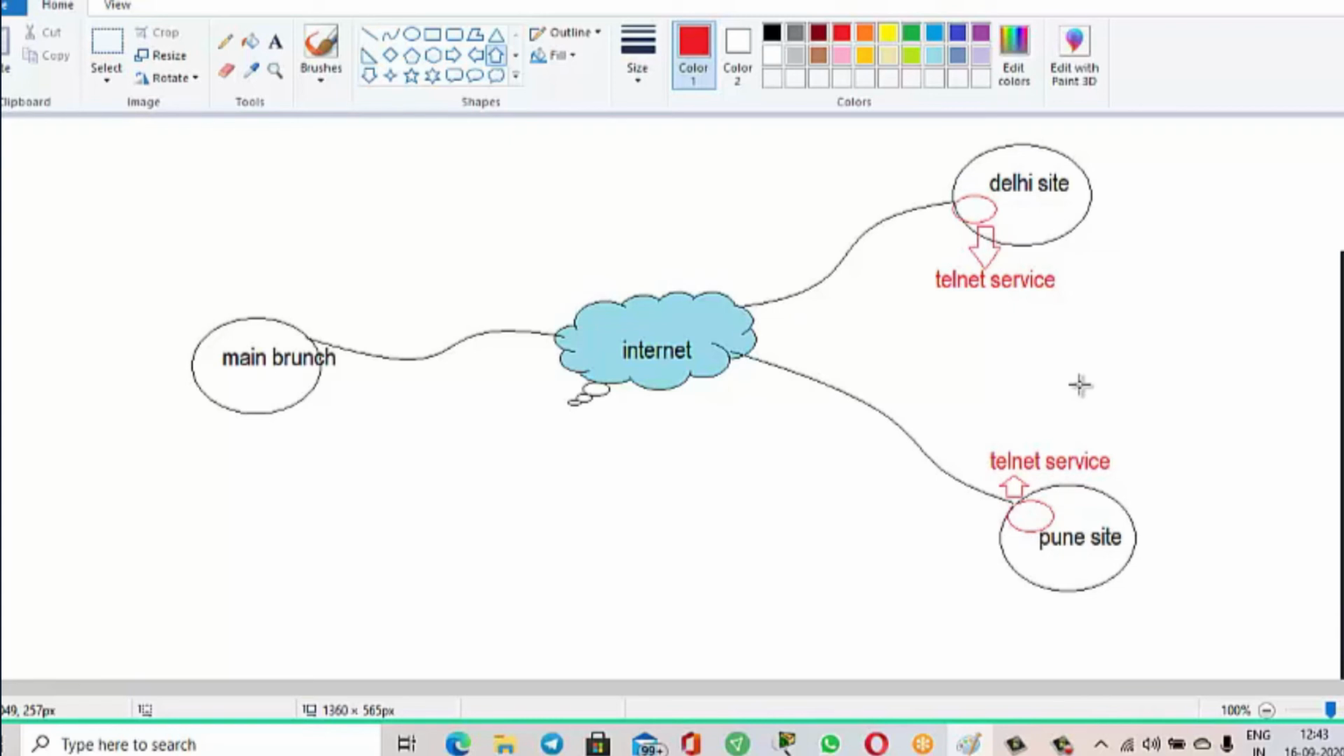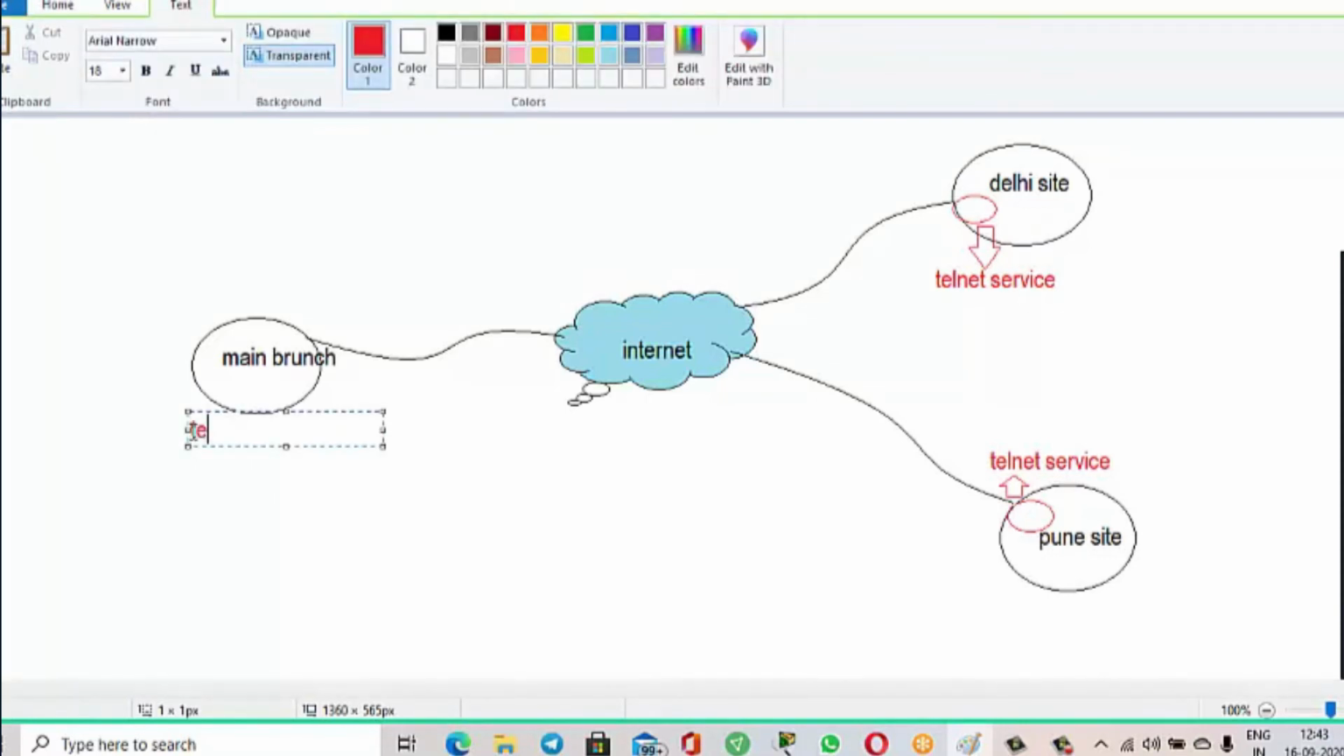When any issue or problem is created on the Delhi and Pune side, we can open the main branch router and start the connection with Telnet and see what the issue is. We can connect remotely to the router. We start the Telnet service and connect remotely to the Delhi side and Pune side. So this type of server is called a Telnet server.